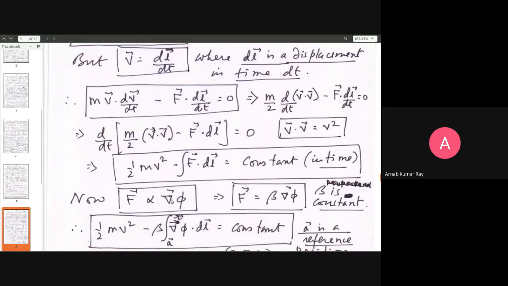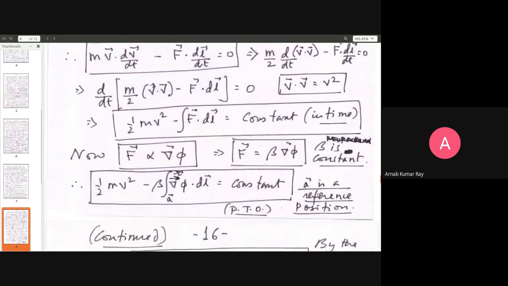So force is proportional to the gradient of a scalar function, in F dot dl. So F is equal to beta times the gradient of phi, where beta is a constant quantity. Okay. So half mv squared minus beta gradient of phi dot dl is equal to a constant. Now what I'm doing is putting two limits, a to r, for this part: the integral of the gradient of phi dot dl going from a to r.